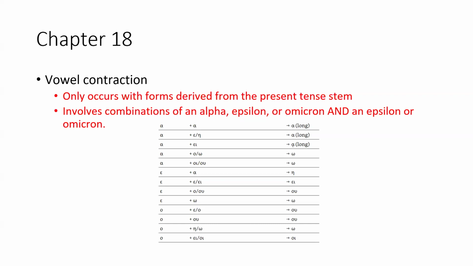epsilon plus omicron or omicron or epsilon equals omicron epsilon, epsilon plus omega equals omega, omicron plus epsilon or omicron equals omicron epsilon, omicron plus omicron epsilon equals omicron epsilon, omicron plus eta or omega equals omega, omicron plus epsilon iota or omicron iota equals omicron iota.